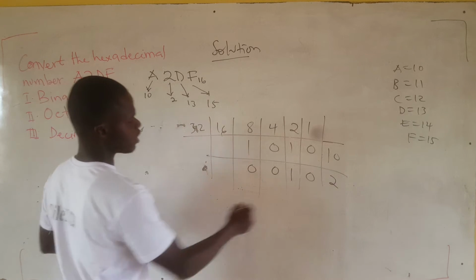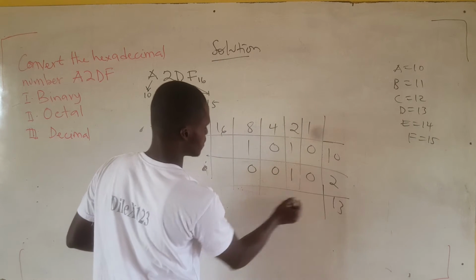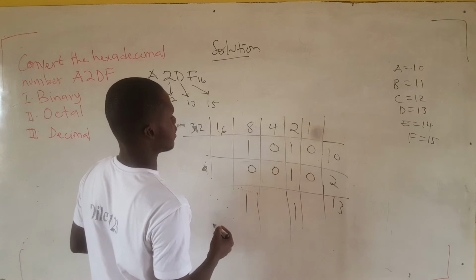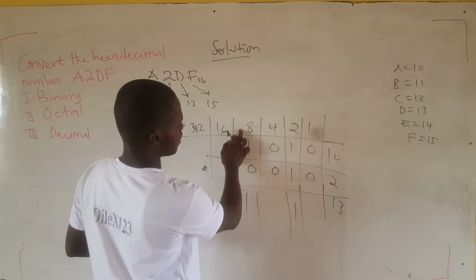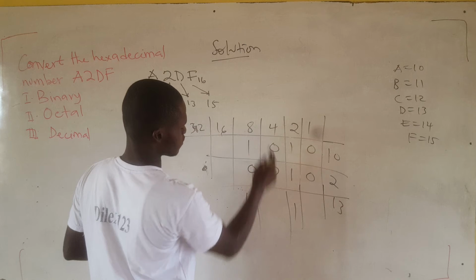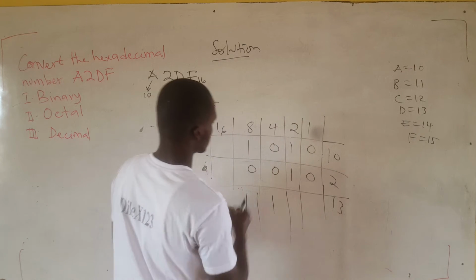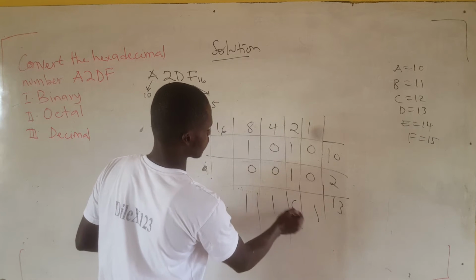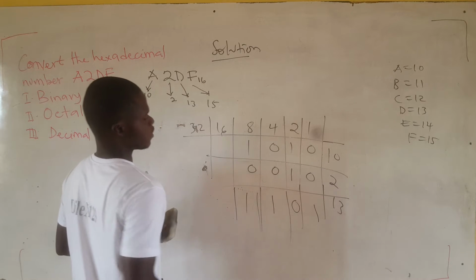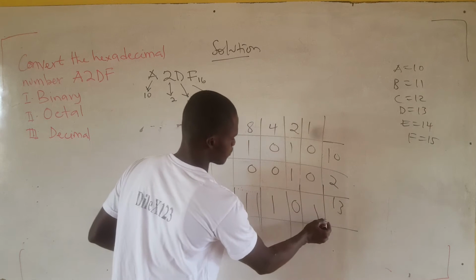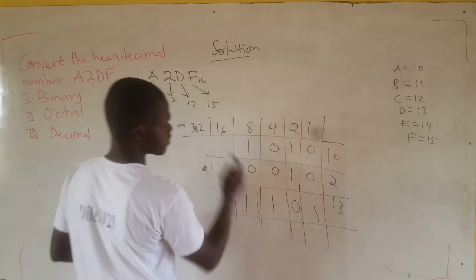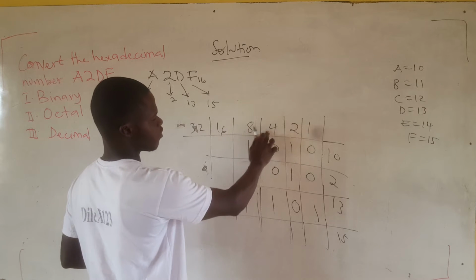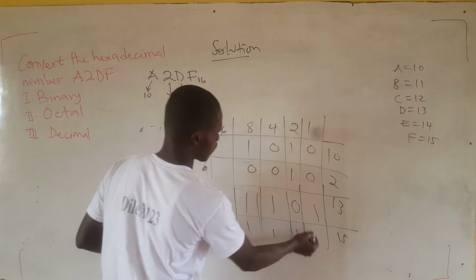Now, when we take 13, to obtain 13 we can do 8 plus 4, that is 12, then plus 1. So here will be 0. And then the last number is 15. 8 plus 4 plus 2 plus 1 is 15. So 1, 1, 1, 1.